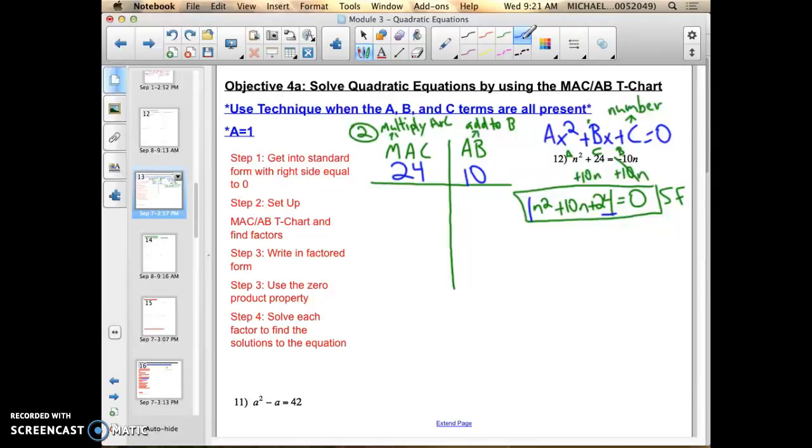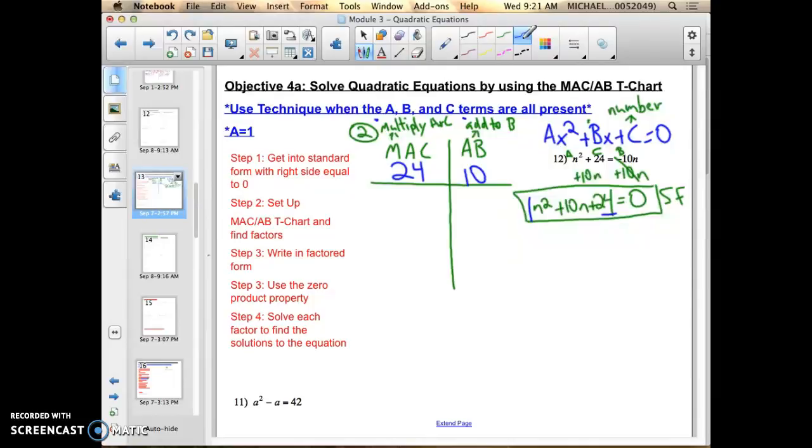Now, MAC and AB is just a clue for you to think of what to do, all right? Because this is the second part of this step. I need to find numbers that multiply to the A and C term, which in this case is 24. So I need to find factors that multiply to 24 and then add up to the B term. That's why I put AB over here, add up to the B term. So I need to find factors that multiply to 24 and add up to 10.